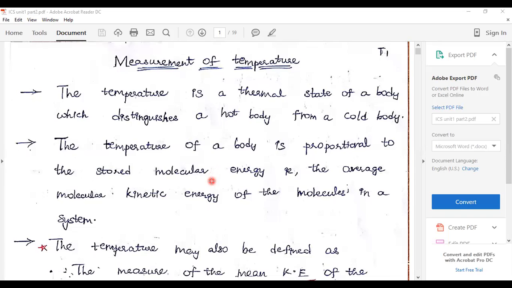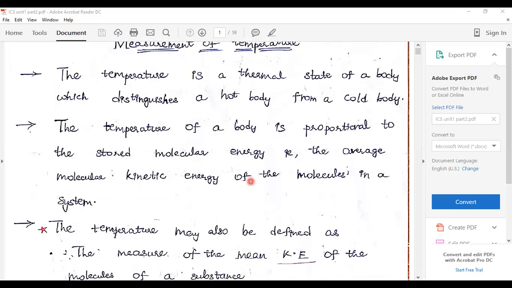Okay. This is the measurement of temperature. The temperature is a thermal state of a body which distinguishes a hot body from a cold body. It is going to distinguish the hot body temperature as well as cold body temperature. The temperature of a body is proportional to the stored molecular energy.